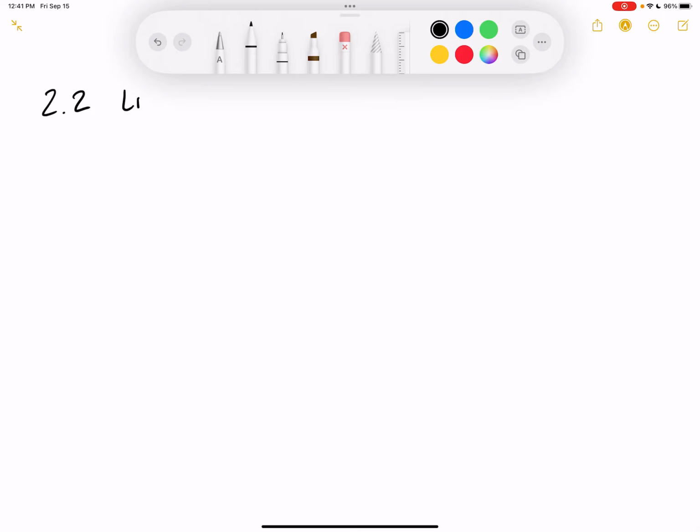2.2, limits involving infinity. Are these long notes? No.